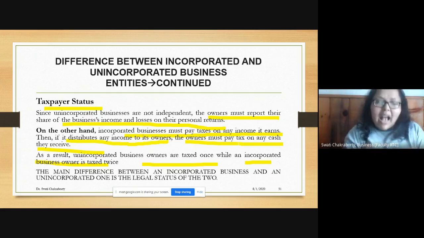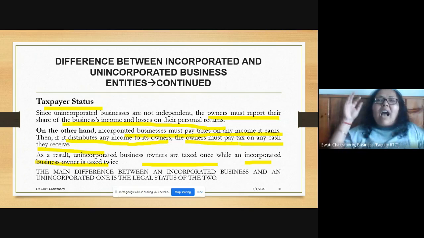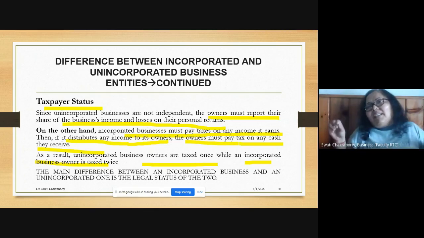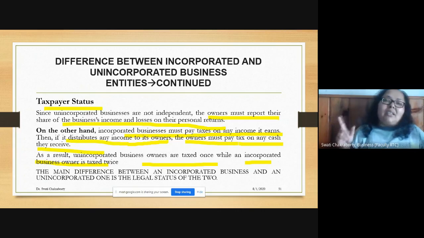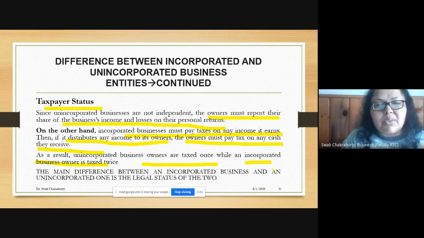So what we have here is, in the case of a corporate house, there is something called the business income tax, and you have personal income tax. So you are taxed twice. In the case of an unincorporated business, it's only your personal income tax. There's nothing separate called business income tax. Okay.